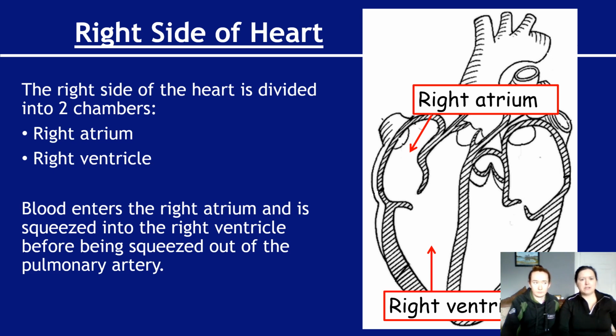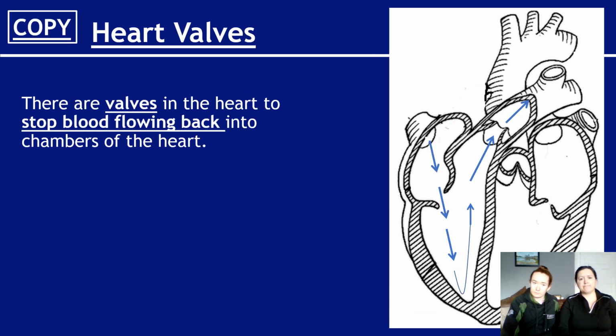Okay, so the right side of the heart, and again, remembering our opposites of right and left rules for this, the right side of the heart is divided into two chambers, the right atrium and the right ventricle. I remember ventricles because they are kind of V-shaped at the bottom, okay? So it makes it slightly easier to remember which is which. Blood enters the right atrium, and in this case from the vena cava, is squeezed from the right atrium at the top into the right ventricle before then being squeezed again up and out of the pulmonary artery.